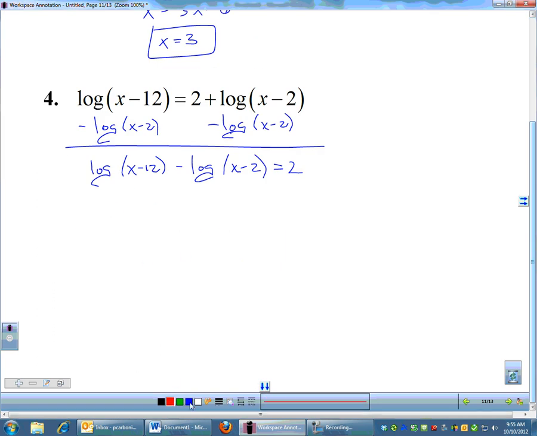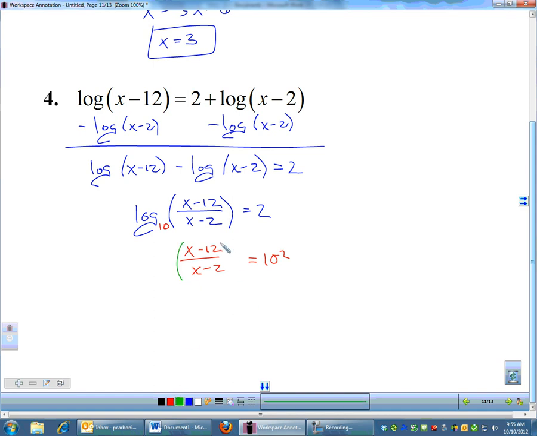If your logs are subtracted, log of something minus log of something, I can write that as a single log with division. So x minus 12 divided by x minus 2 is equal to 2. Now I can take it out of log form. Remember, if there's no base written, it's an understood 10. So 10 squared equals x minus 12 over x minus 2. And then we solve that equation.